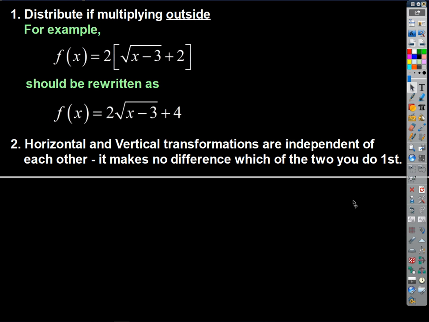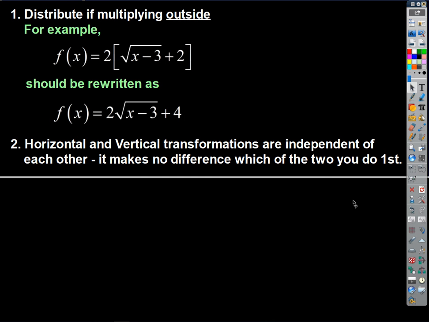If you just remember that all the horizontal and the vertical transformations, everything, that's reflections, translations, dilations, all that stuff. The horizontal stuff and the vertical stuff are separate. They're completely independent of each other. It really doesn't matter which of the two you do first, horizontal or vertical. It really makes no difference, right?